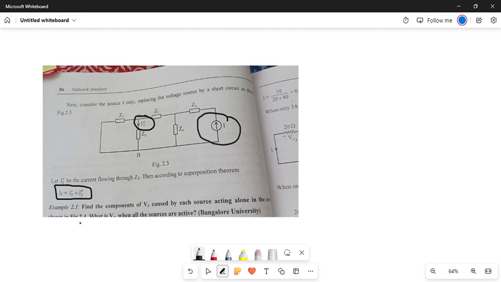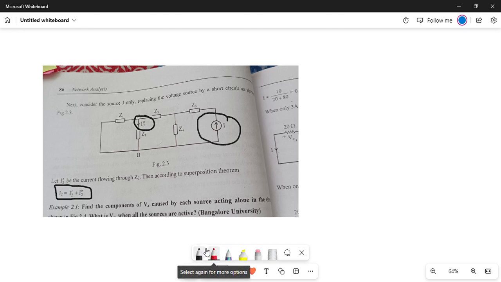So it means that you are going to keep the voltage source as it is and make your current source an open circuit. To find I2 double dash, we kept the current as it is and made the voltage source a short circuit, right? So this is what you are supposed to do. So this is your superposition theorem.